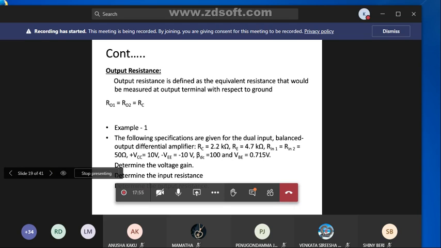When it comes to output resistance, it is defined as the equivalent resistance measured at one output terminal with respect to ground. So RO1 equal to RO2 equal to RC. The collector resistor is the output resistance of the differential amplifier. So these are the important formulas. In the DC analysis, we calculate IC and VC values. In the AC analysis, we calculate the differential gain, input resistance, and output resistance.